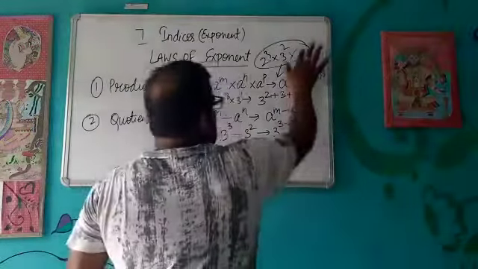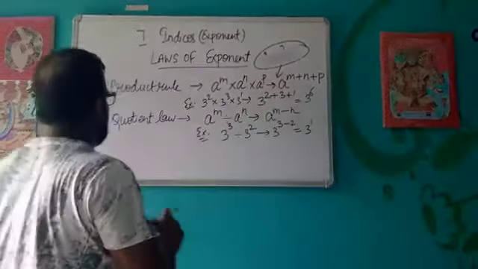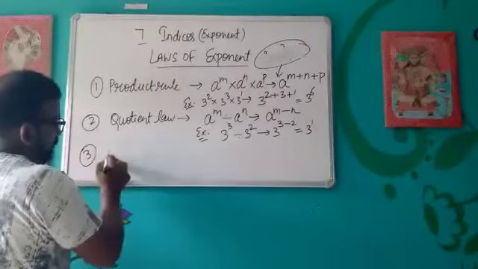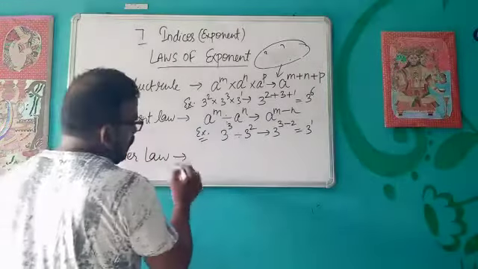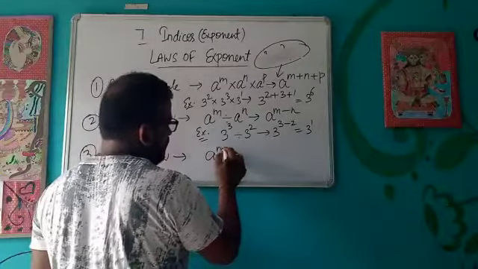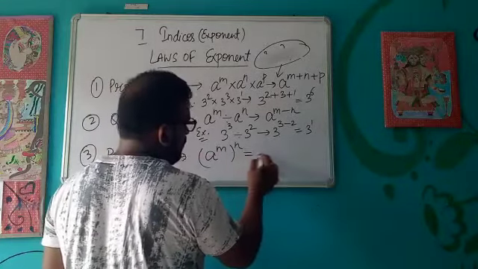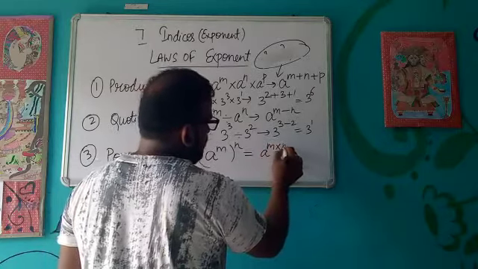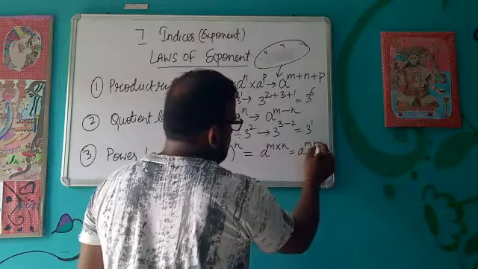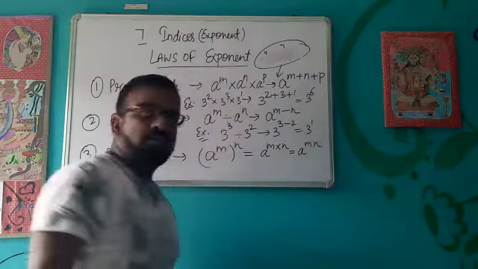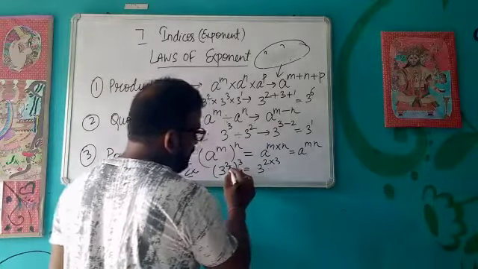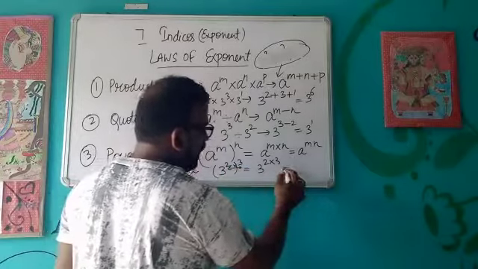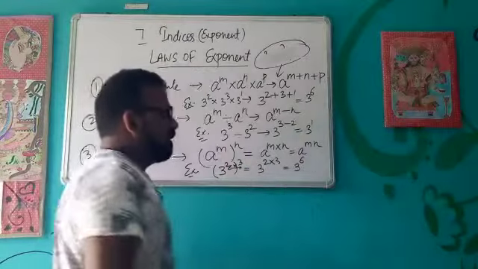Okay, then the third important one is the power law. So what is the power law? If a number is there and its whole power is there, in that case we will simply multiply the powers. For example, suppose I write 3 to the power 2, whole to the power 3. So what will be my answer? We will multiply these powers, okay? So you will get 3 to the power 6.